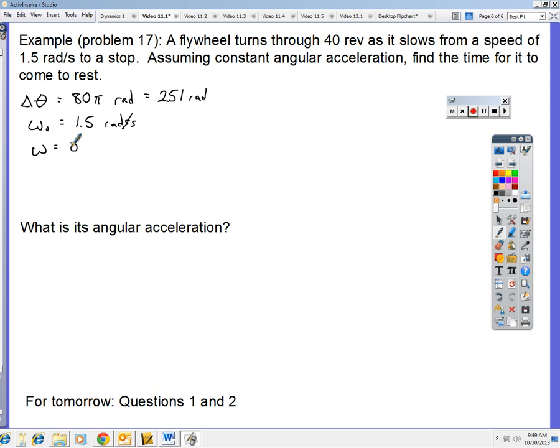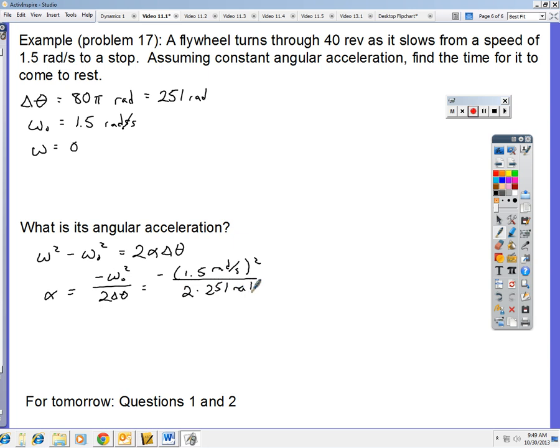So we'll use the third kinematic to get the angular acceleration. Omega squared minus omega naught squared equals 2 alpha delta theta, which simplifies to alpha equals negative omega naught squared over 2 delta theta, negative 1.5 radians per second, squared, divided by 2 times 251 radians, and we find that alpha equals negative 0.0045 radians per second squared. It's negative because it's slowing down and we made the speed positive.